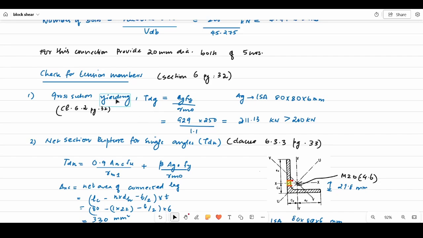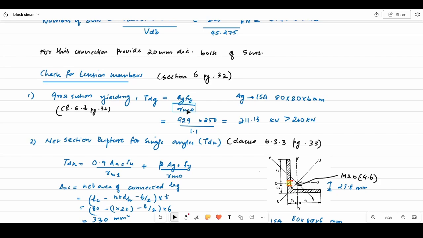So first is gross section yielding, which is given in clause 6.2 on page number 32, and the equation is Tdg is equal to Ag Fy by gamma m0, where Ag is the gross area of the I section that we have considered, Fy is the yield strength and gamma m0 is the factor of safety for the material. So Fy is considered as 250, and gamma m0 can be obtained from table 5.